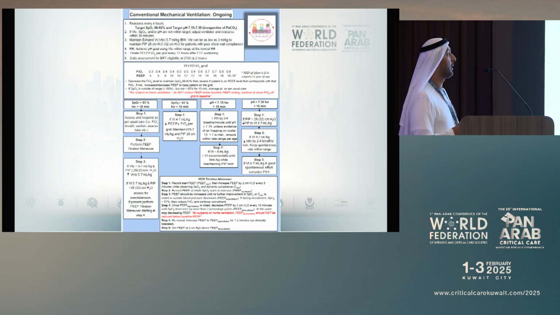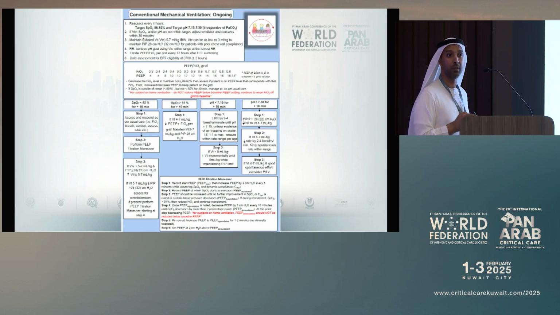If the patient is acidemic, arterial pH less than 7.15, then we increase the rate first. And if it's not working, we can increase the tidal volume if the peak inspiratory pressure is still within limit. If the patient has pH more than 7.3, we first wean the peak pressure before we wean the rate, as a protective lung ventilation.